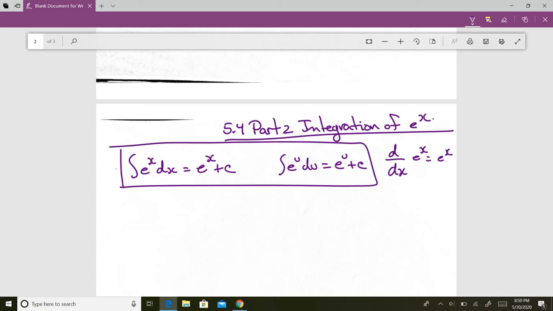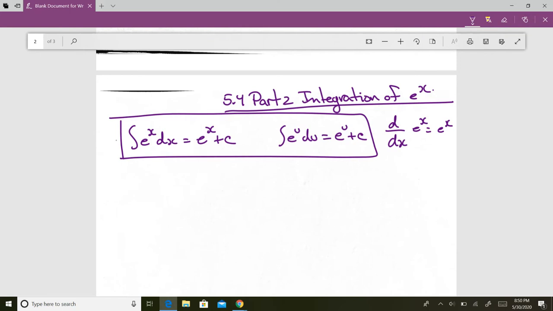This is what you try to make every integral look like. And once you do, the answer is presented to you. So it's going to be a u substitution on every one. So we'll just start the first one here.